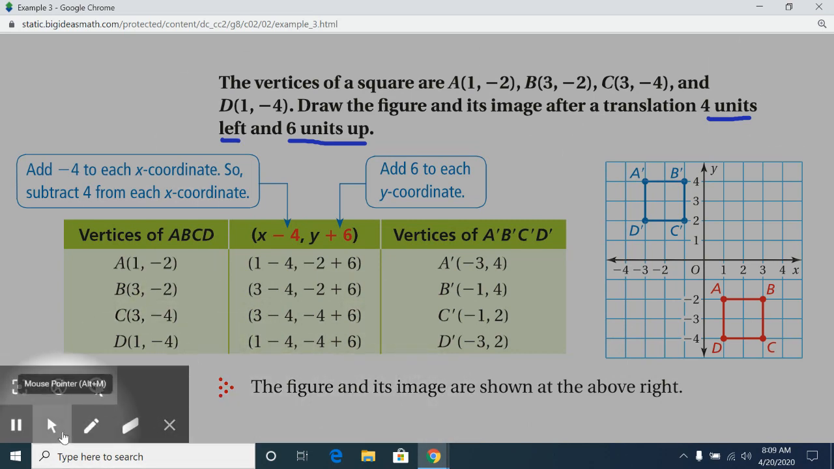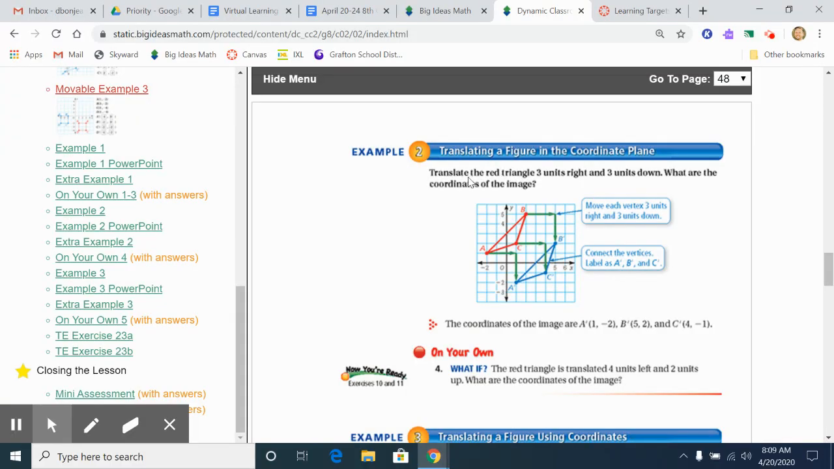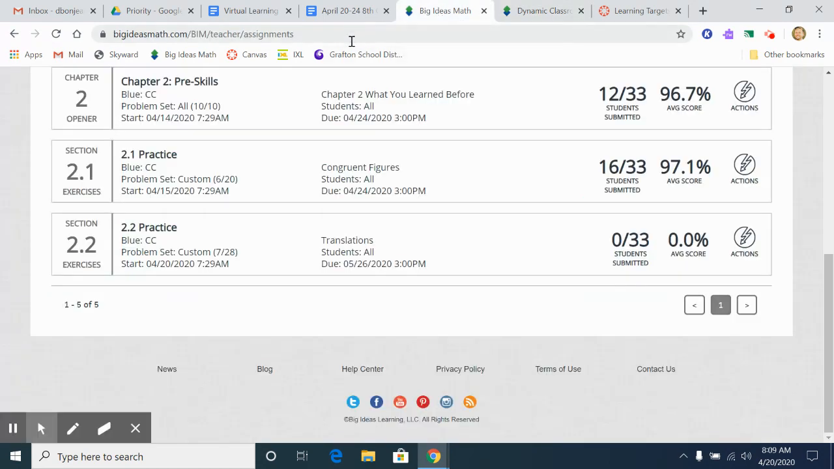But at this point, let me just show you what you're doing today. Today, as your practice, you're going to go into Big Ideas and do your practice. It's the 2.2 practice, a couple problems that wrap up everything we talked about today.